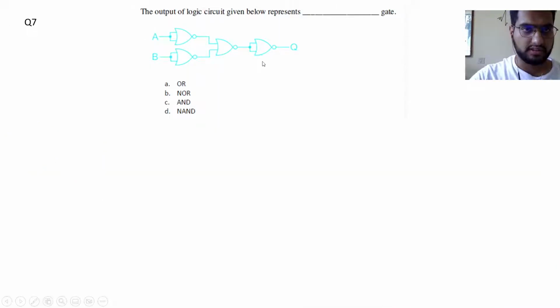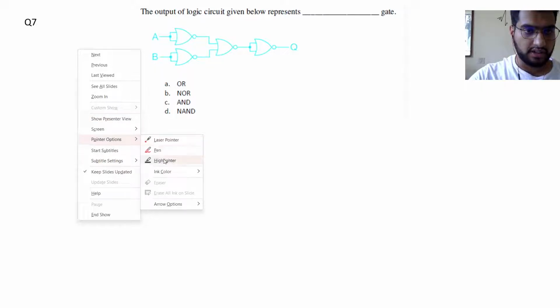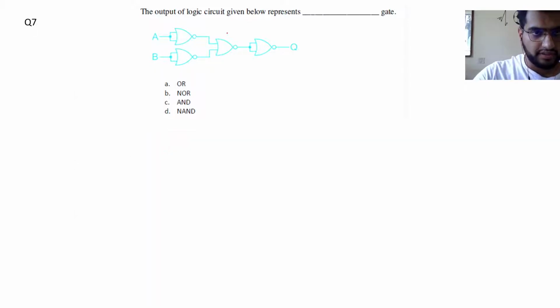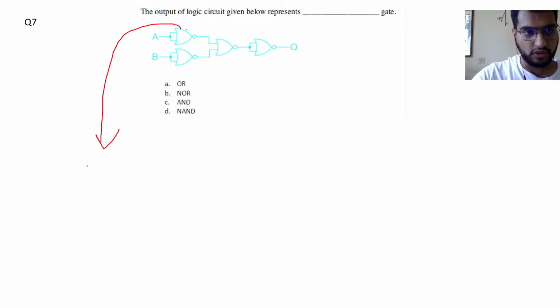Problem 7 asks us to find the output of the logic circuit. The question says that the output of the logic circuit given below represents which gate. So we have been given this logic circuit and we have to find out the output in terms of which gate functionality it does. So let's just start. We will just take them individually. We first take this NOR gate.